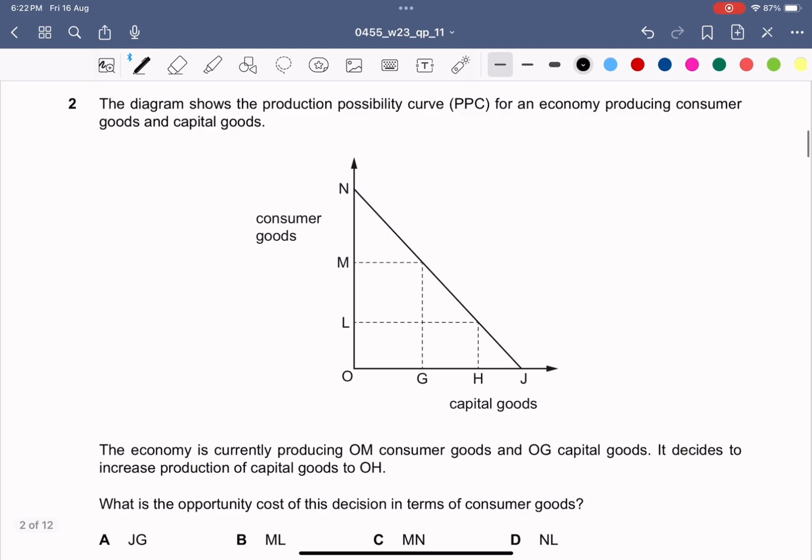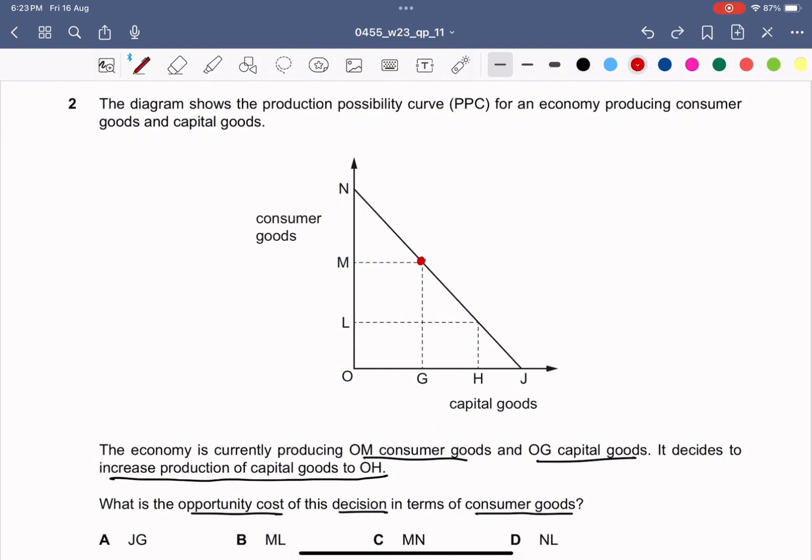Question 2. The diagram shows the PPC for an economy producing consumer goods and capital goods. The economy is currently producing OM consumer goods and OG capital goods. It decides to increase production of capital goods to OH. What is the opportunity cost of this decision in terms of consumer goods?